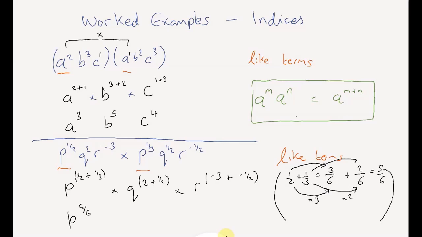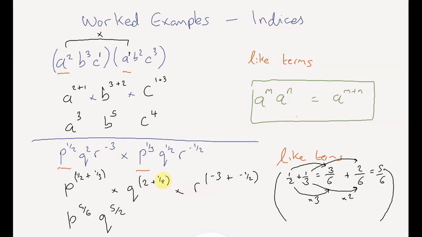And then that's going to be multiplied by the q, so we've got a q term here. Okay, we've got 2 plus a half. Well, similar things. The easy way to think about this is to look at the whole number 2 and convert that to halves. So how many halves are in 2? Well, there are 4 halves. So we've got 4 halves plus another half is 5 halves. So that's going to be 5 halves, or 5 over 2.